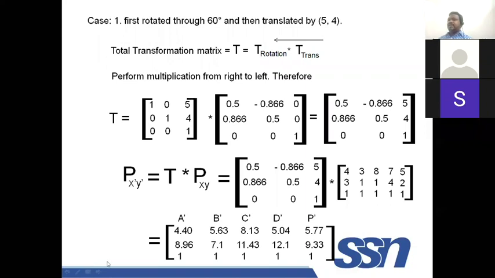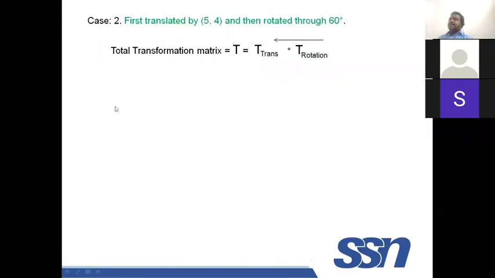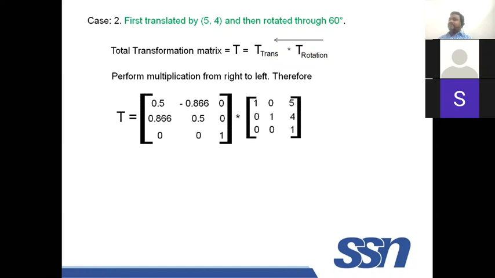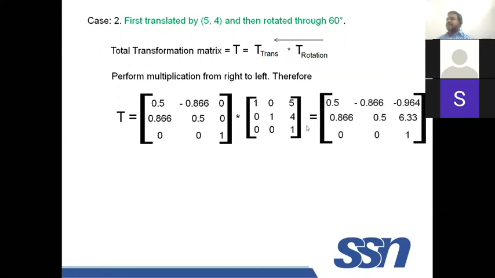What is case B? First translated by 5, 4, that is 5 units in x direction and 4 units in y direction, and then rotated through 60 degrees. Theta remains the same. The order of operation is first translation and then rotation. For matrix multiplication, I have to write it in reverse order: the rotation here and the translation matrix here, 5 units in X direction, 4 units in Y direction. Now you can perform matrix multiplication. Multiply this with this and you will get the answer. It is a simple matrix multiplication.